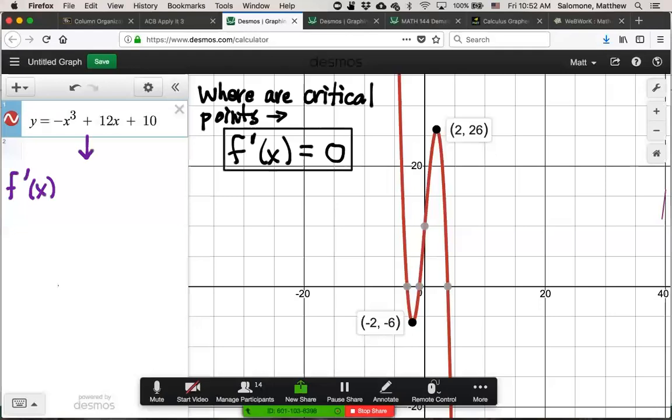We can do that using the power rule. I've got a constant over here. I've got x to the first power there. I've got x to the third power there. I can take the derivative of each of those pieces separately according to the linearity theorem. The derivative of my constant is 0, as the derivatives of constants always are.